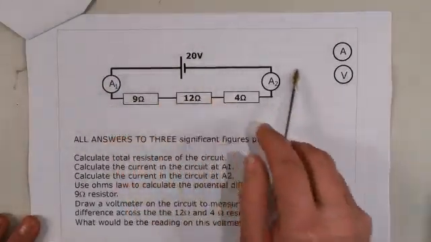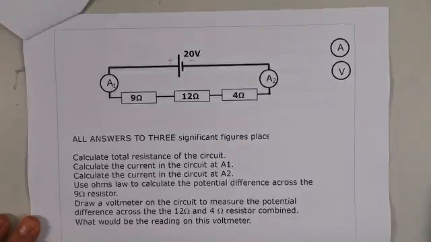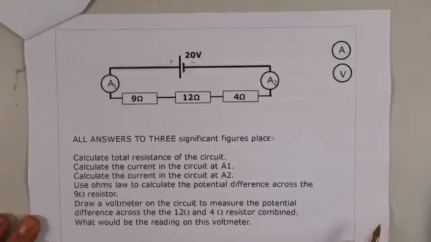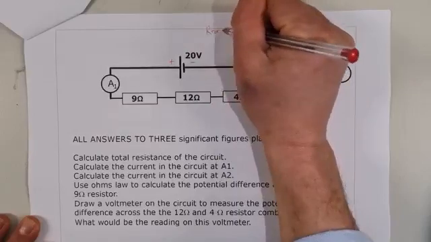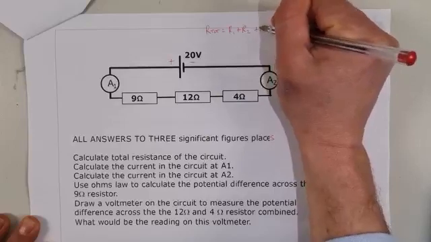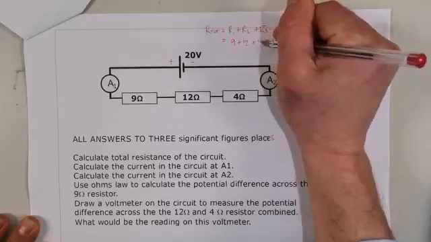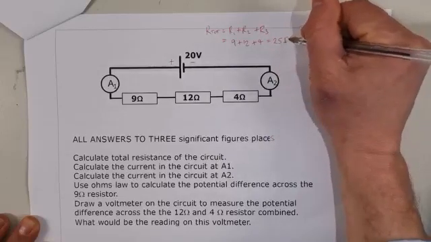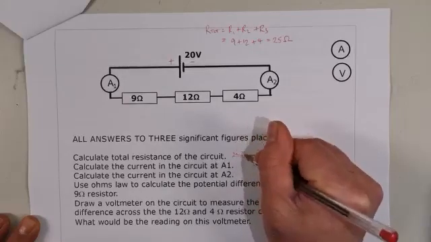Again, this is a series circuit. There's the current flowing here. All answers to 3 significant places. Calculate the total resistance of the circuit. R total equals R1 plus R2 plus R3, because it's series. In this case, 9 plus 12 plus 4. 9 and 4 is 13, which equals 25 ohms. There we go. Put that in down there.